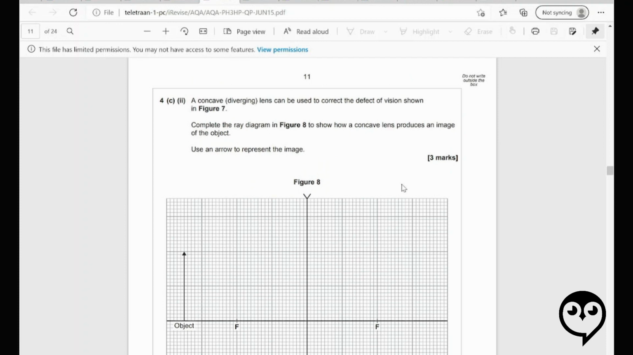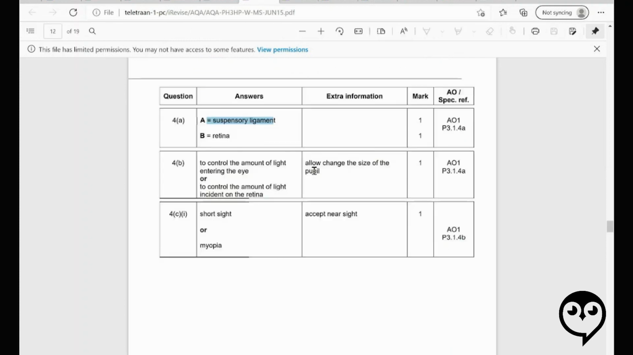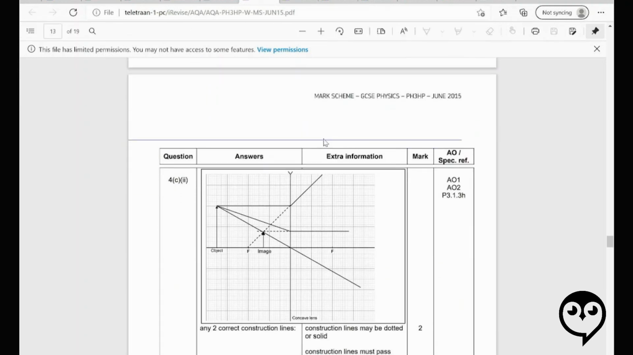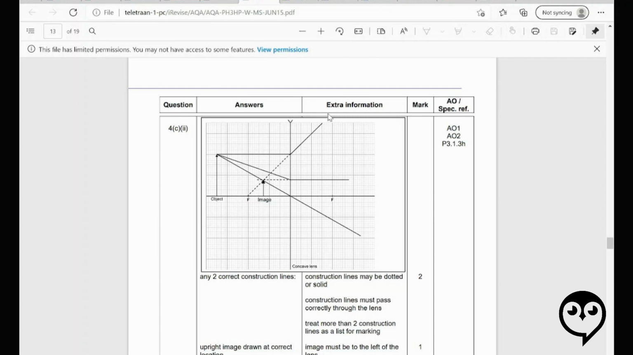Moving on. So this is just a lens diagram. They're going to want you to draw a ray diagram. I can't draw on here, so I'll just go straight to the mark scheme and show how it should look. So you've got your object. You probably get construction lines. You get a mark for a line parallel to the axis, and then it's going to dot back through the focal, and then a solid line going out, because this is a concave lens.